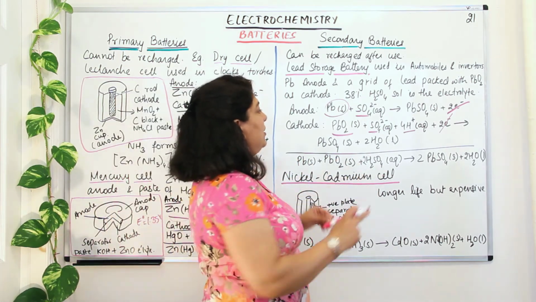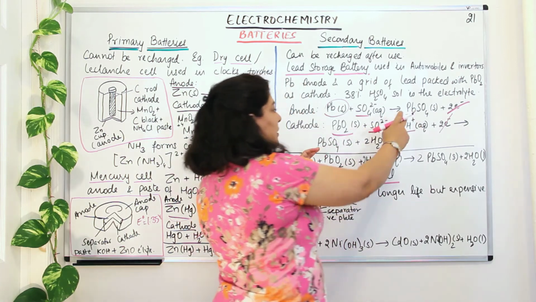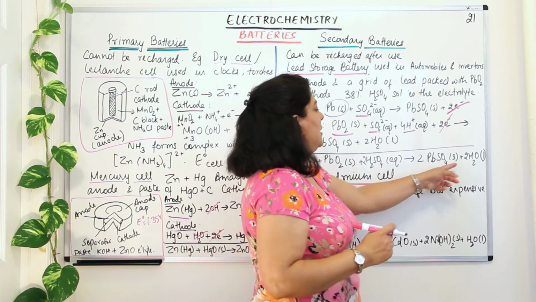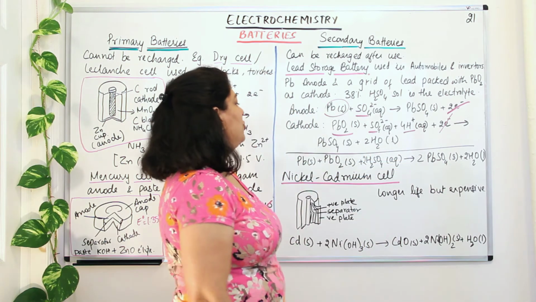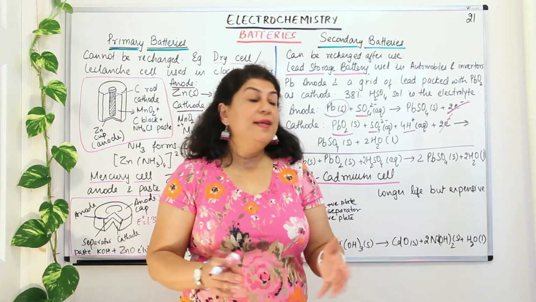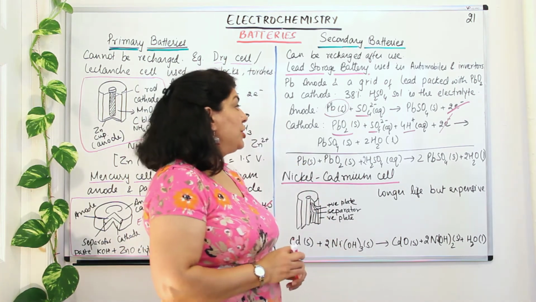On the product side, you have lead sulfate, which is the product in both the reactions. Therefore, 2 lead sulfate molecules plus 2 molecules of water. And that gives you the overall reaction of this cell. That is the lead storage battery.